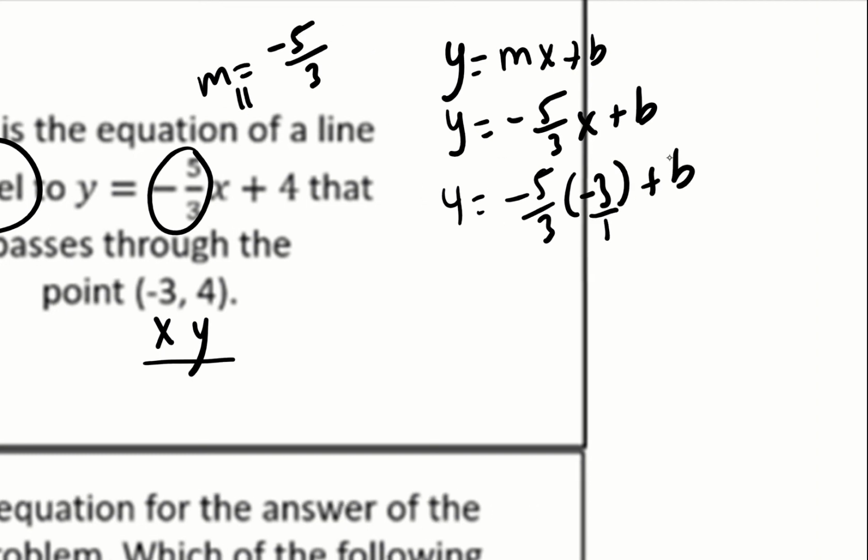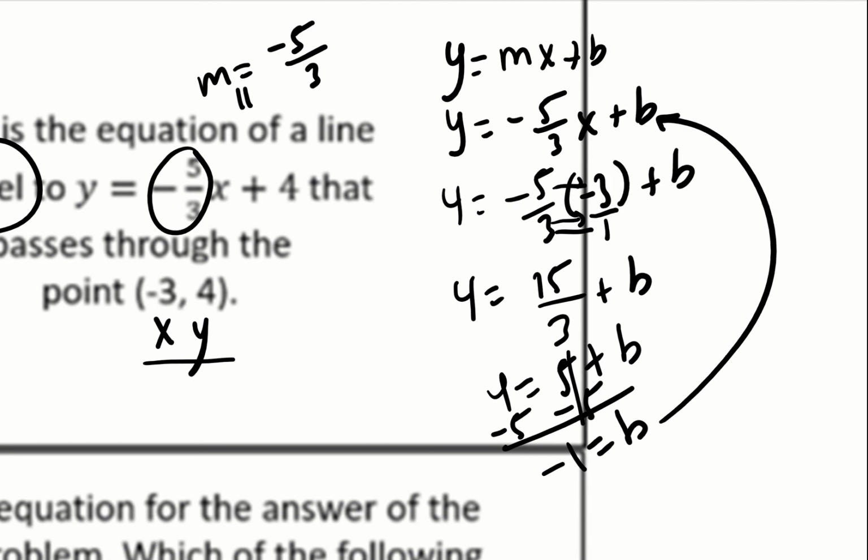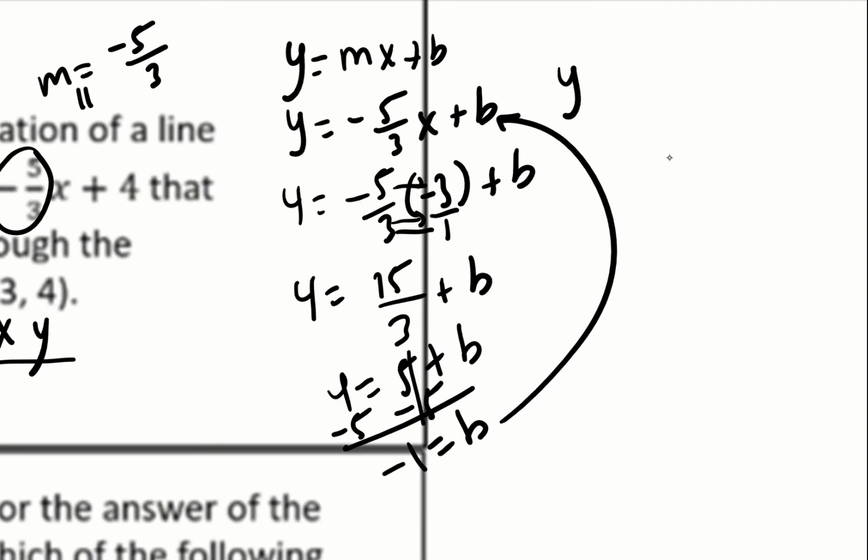Remember, put this over an invisible 1, multiply straight across. So 5 times 3 is 15, and that's going to be positive because 2 negatives. 3 times 1 is 3. 15 divided by 3 is 5, so we get 4 equals 5 plus b. We'll subtract 5 on both sides. So 4 minus 5 is -1. So b is -1. We can replace it here. We get our equation, y equals -5/3 x minus 1.